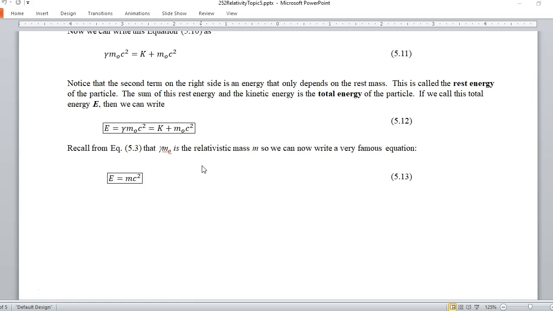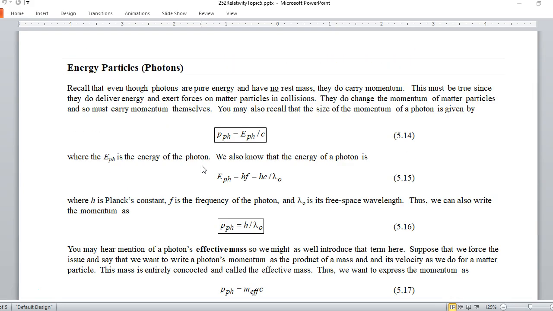Okay, one other thing we need to talk about before we leave this PowerPoint slide, and that is to review the stuff on photons, which are energy particles. We've been talking about matter particles. Now we're going to talk about energy particles, which are photons. So just remember, a photon does not have a rest mass, but it does have a momentum. And to find the momentum, you take the energy divided by c, which is the same as Planck's constant over the wavelength that you see right here in 5.16.